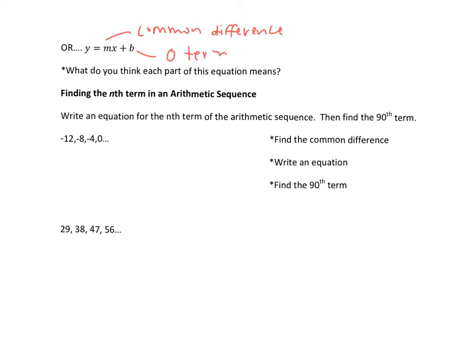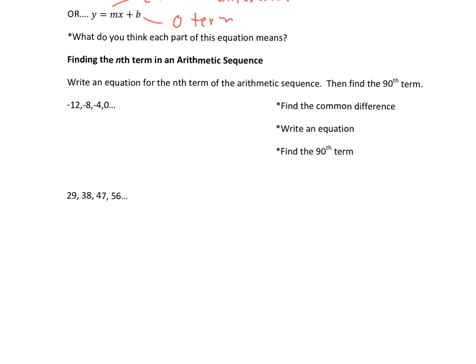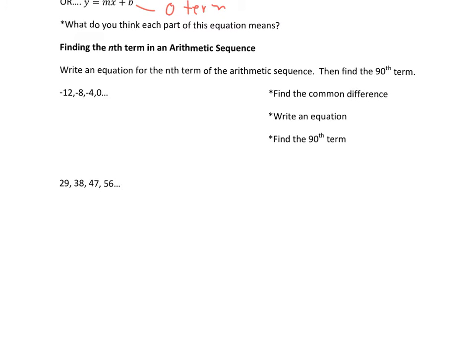So let's look at an example. Let's go through one. We'll use both formulas. So write an equation for the nth term of the arithmetic sequence, and then we'll find the 90th term. So we'll find the common difference, we'll write an equation, and we'll find the 90th term. So we'll practice using both of the formulas.